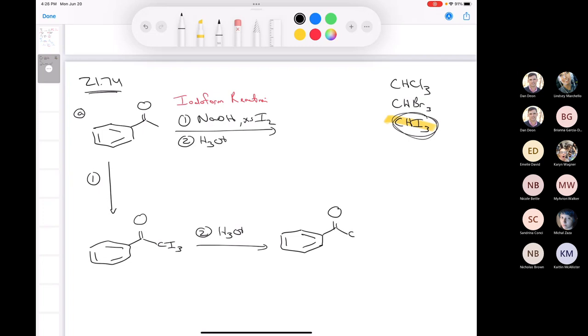So that's a way to take a methyl ketone and convert it into a carboxylic acid, the iodoform reaction.